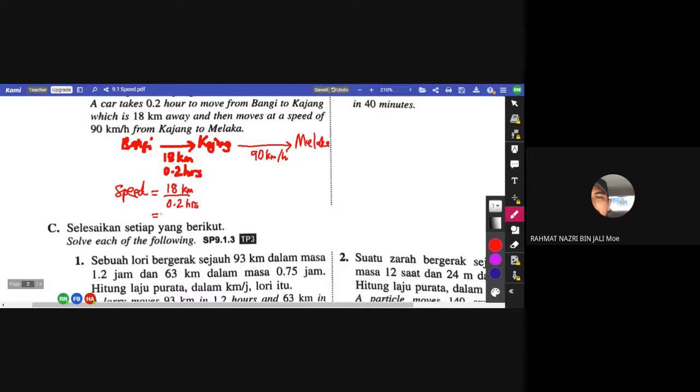Okay, what is the answer? Share your answer in the chat box. Okay, 90. So thank you. So we have the speed from Bangi to Kajang is 90 kilometer per hour. So the speed Bangi to Kajang 90, Kajang to Malacca also 90. So lastly, we can say that this is uniform speed because they have the same speed, 90 and 90. Okay, got it? Clear?